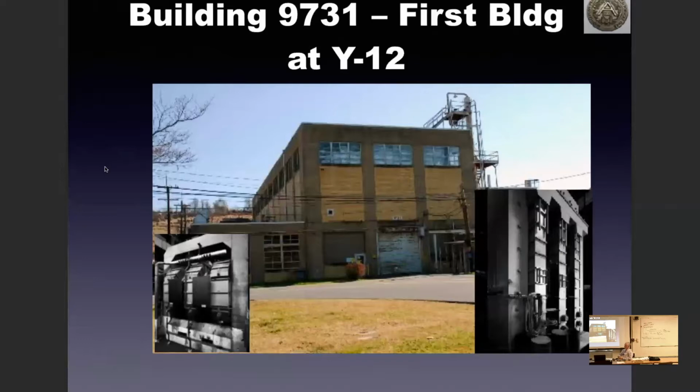We had all of the nation's reserve of mercury down in Oak Ridge. And that's where the spills took place that actually got into the East Fork of Poplar Creek. And one of the major issues in Oak Ridge right now is cleaning up that mercury.